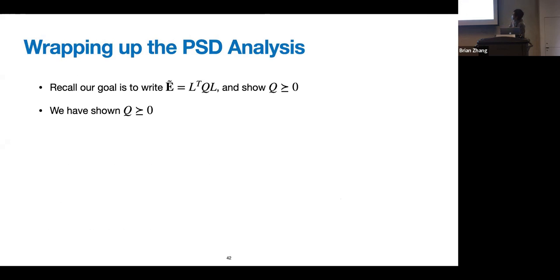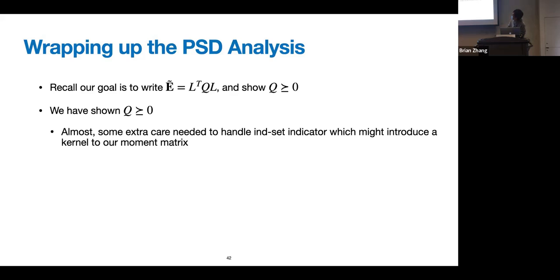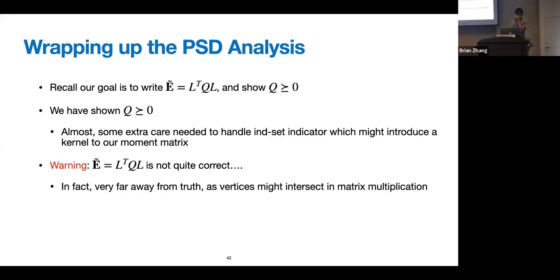Yeah, because we show the norm is small, we can already apply the triangle inequality to show Q is PSD. Almost, because as Tim pointed out, you have a kernel there, so we need some extra care. But there's another technical issue, which is that E tilde is not quite L transpose QL. In fact, it's very far from true, as we are doing matrix multiplication and things can go a little bit wild there.